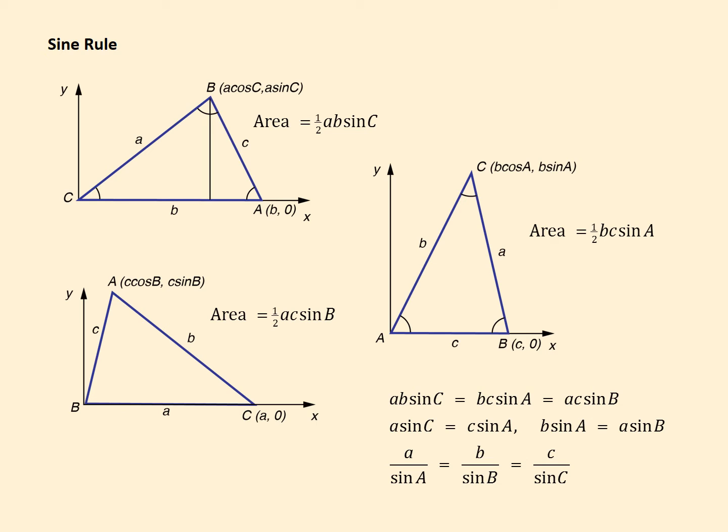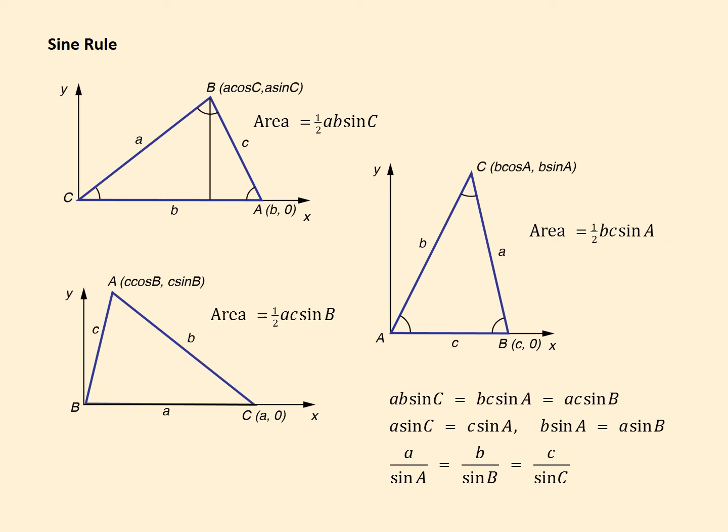In the next diagram on the right, the triangle is rotated with corner A on the origin, and it follows from that that the area is a half BC sine A. And in the bottom left, the triangle is rotated again with corner B on the origin, and here the area is a half AC sine B. Now it's the same triangle, and so each of these 3 areas is equal, from which we have that AB sine C equals BC sine A equals AC sine B.